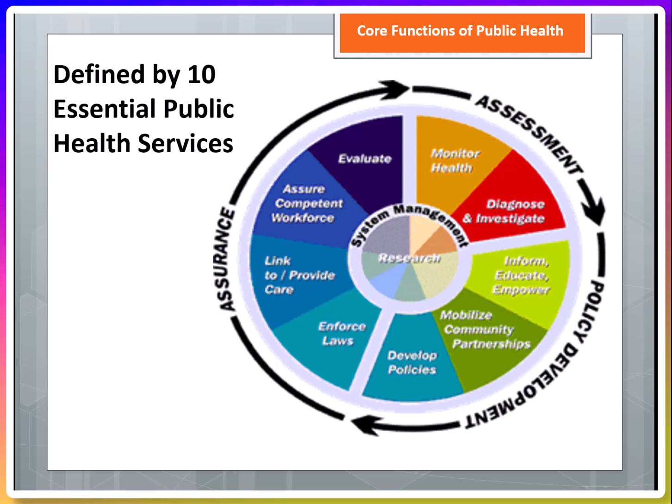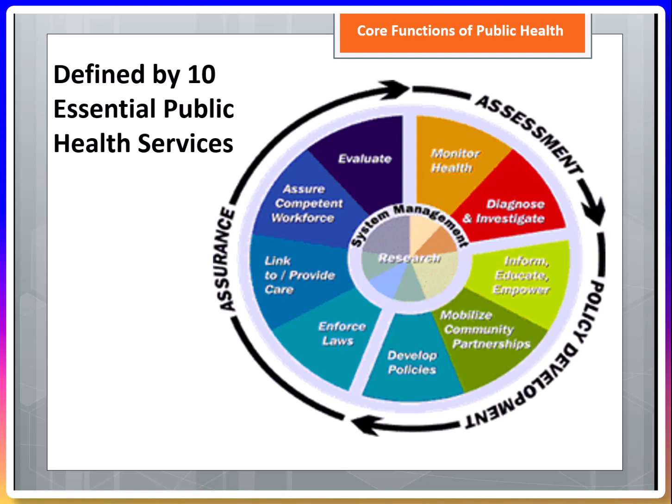Then we have assurances. There's actually 4 essential public health services under assurances. One would be enforce the laws and regulations that protect health and ensure safety. The second one would be to link people to needed personal health services and assure the provision of health care when otherwise unavailable. 3, we have assure competent public and personal health care workforce. And then lastly, evaluate the effectiveness, accessibility, and quality of personal and population-based health services. So we will look at these in greater detail as we continue through this class.